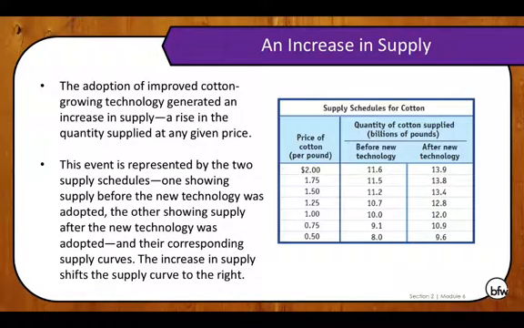Anything that lowers the cost of production from the producer's standpoint will incentivize the producer to produce more of a good. Anything that increases the cost of producing a good for a producer will incentivize the producer to produce less of the good. So think of each of these supply curve shifters as affecting the cost of production, the cost of producing a good or service.